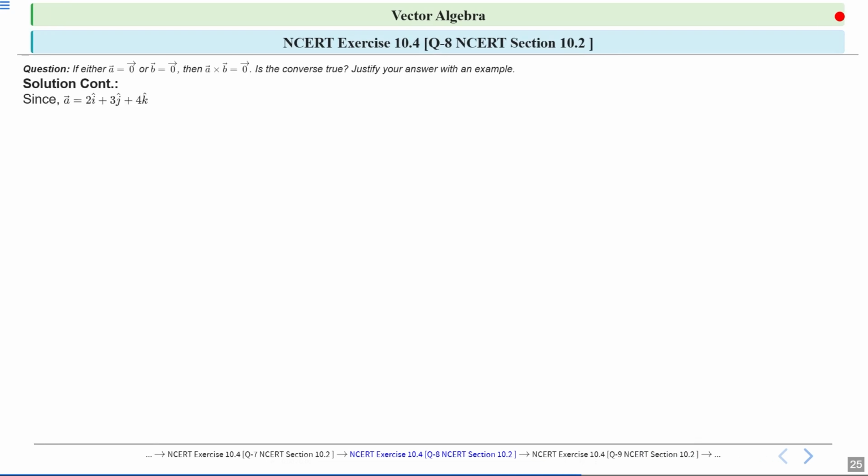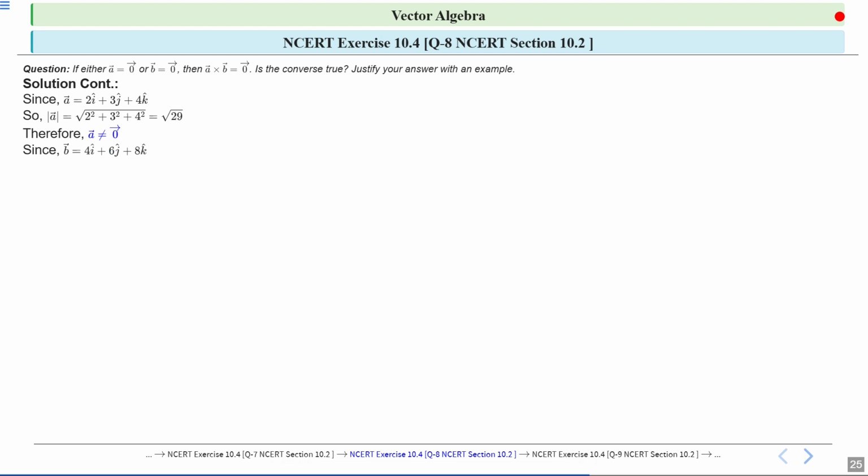Now, since A vector is equal to 2 i cap plus 3 j cap plus 4 k cap, the magnitude of A vector is root over 2 square plus 3 square plus 4 square, which is equal to root 29. So this step shows us that the vector A is not a 0 vector, obviously, since its magnitude is not 0. Therefore, the magnitude of A vector is not equal to 0 vector, right?